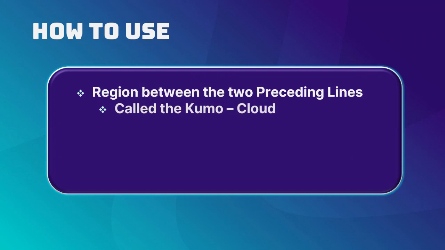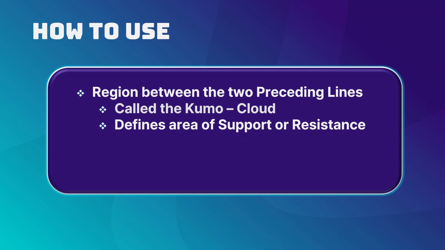So the other thing to keep in mind is the cloud, or the Kumo. The Kumo is the difference between the two preceding lines we were talking about, and that acts as support or resistance. That's why we look at the cloud. If you're currently seeing price below the cloud, then it works as a resistance level. If price is currently above the cloud, it works as a support level.